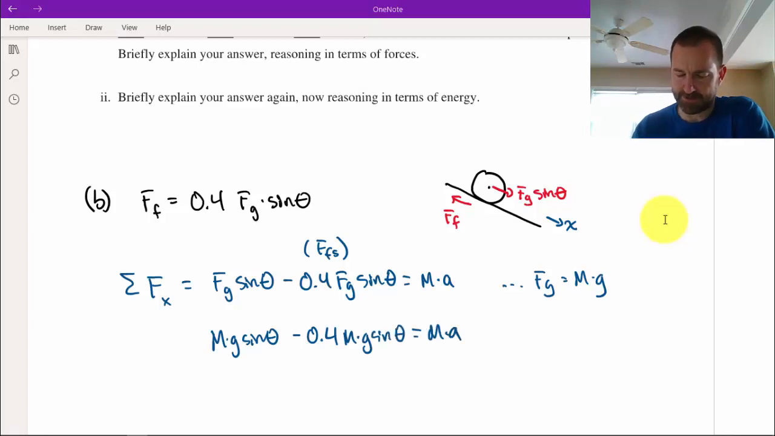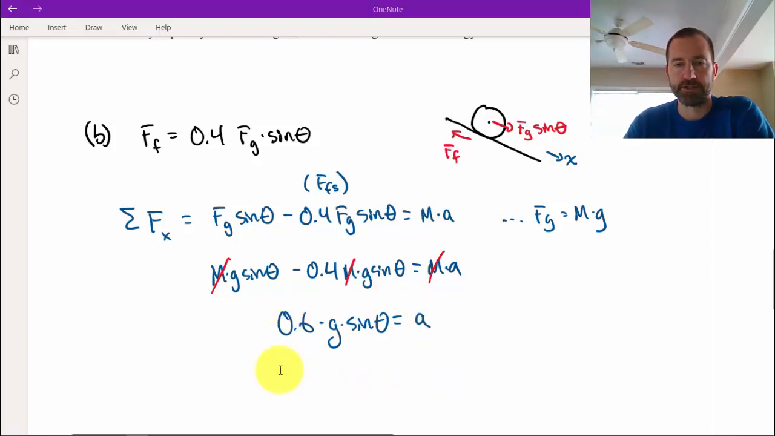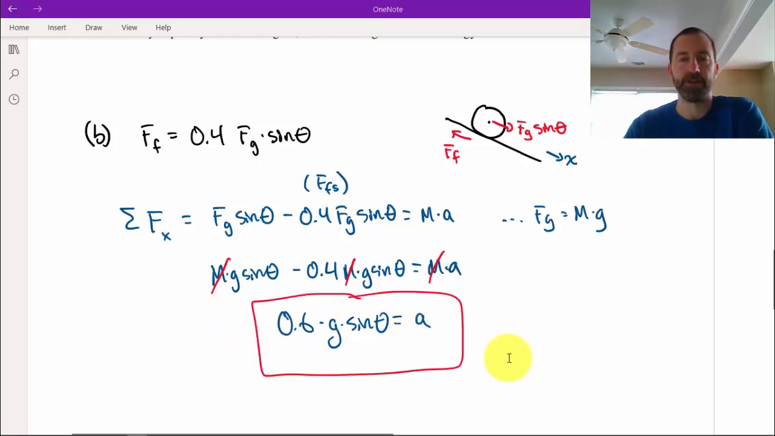So we've got m times g sine theta minus 0.4 m times g sine theta equals m times a. I'm noticing that the m's cancel out, so I'm just going to get rid of those. Then we've got g sine theta minus 0.4 g sine theta, which would just be 0.6 g sine theta, right? Equals a, and that's the answer. So the acceleration is going to be 60% of what it could be if it was sliding, roughly. That's how it's supposed to be interpreted. And that's our answer for B.